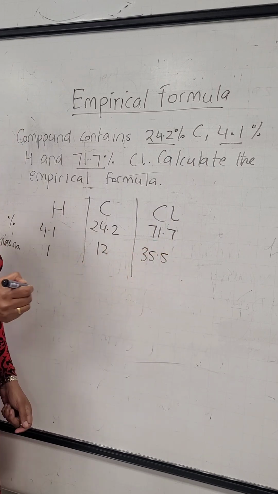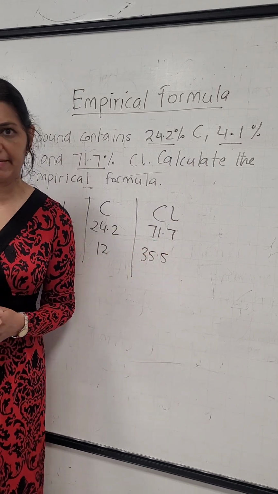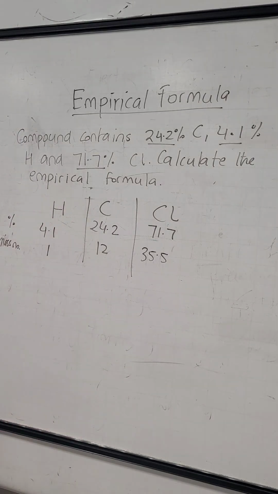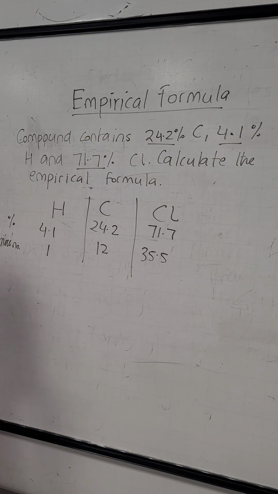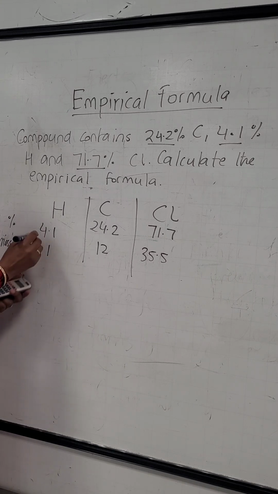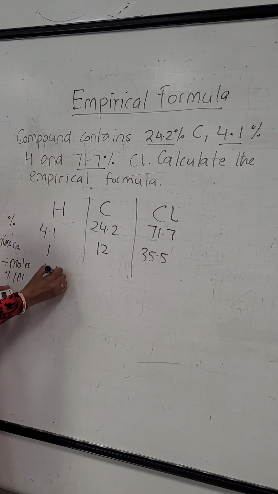And then the next thing I need to do is divide the two numbers. So I'm going to look at the division, which is basically the number of moles. The number of moles is the mass, or percentage, over Ar or Mr, depending on what's been given in the calculation. Here we're given the mass number. If we do the first one, 4.1 divided by 1 gives you the same number.